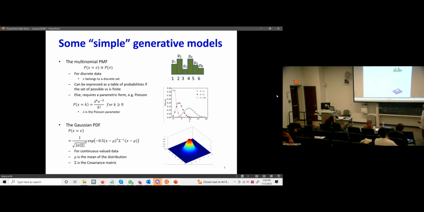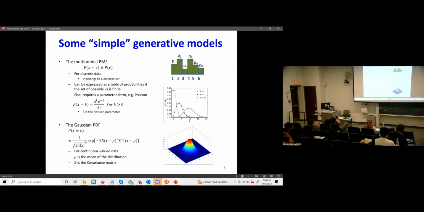The first one is your standard category distribution, or your multinomial probability mass function. This is for discrete data. So your outcome V belongs to a discrete set, like the rolls of a die. So the rolls of a die can have 6 possible values, right? So here, the parameters of the distribution are the probabilities of the individual outcomes. This holds when the number of possible outcomes is finite and countable.